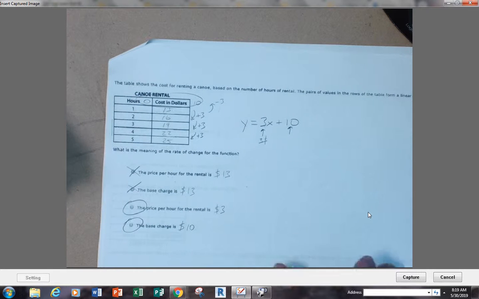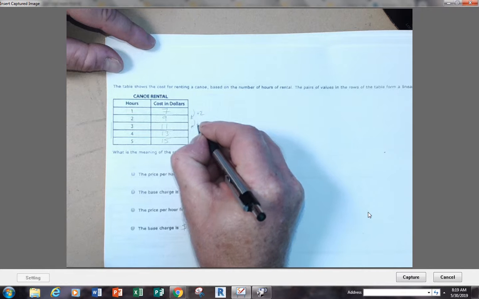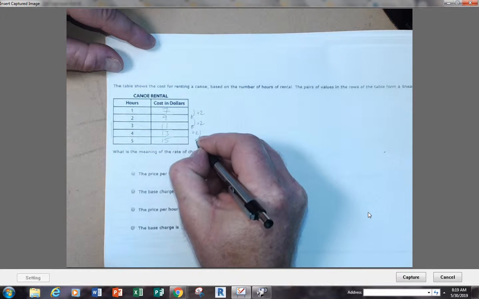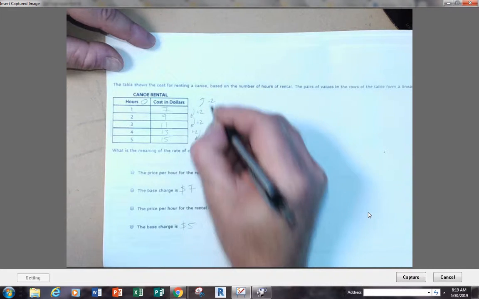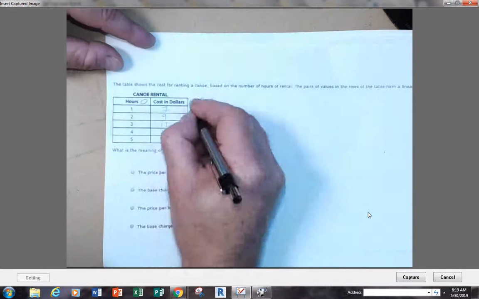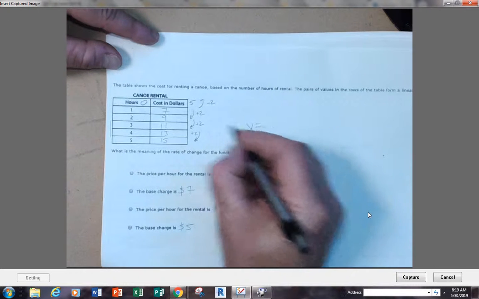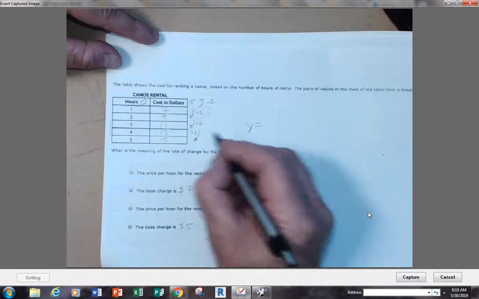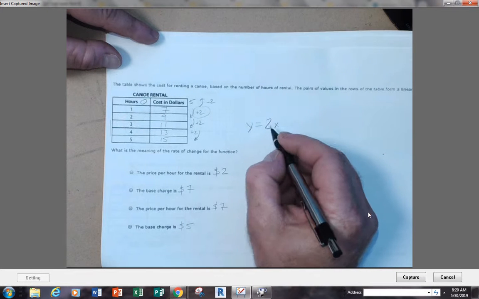All right, next problem. Again, find your slope or your rate of change or your common difference. This is 2. To find the zero term, go back a step, subtract 2. 7 minus 2 gives me 5. Put those together. y equals this rate of change number. That's your slope. That's your number that goes in front of x. That's your $2 per hour. That's your charge per hour.